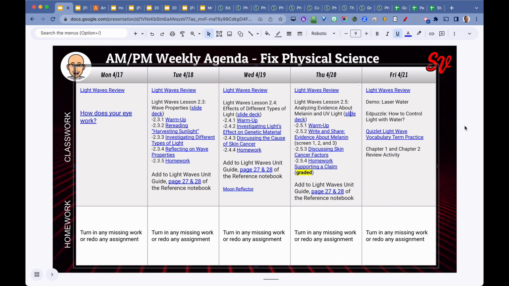Then on Friday, we did a demo of laser water, which you saw at the beginning of this video. We did a puzzle, how to control light with the water. We did some Quizlet practice, and then we did a chapter 1 and chapter 2 review activity. So that's what we did this week.